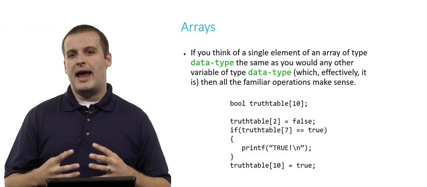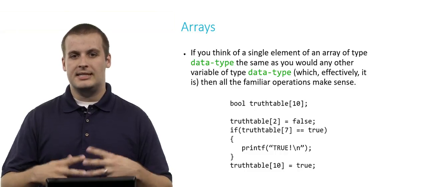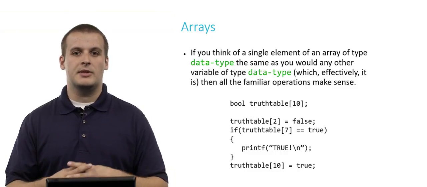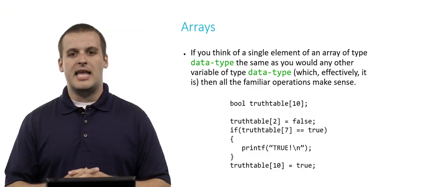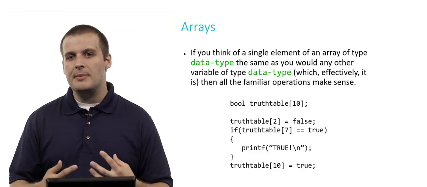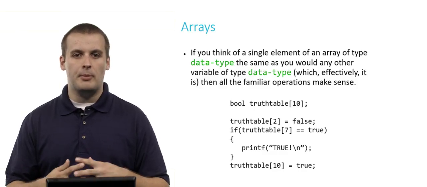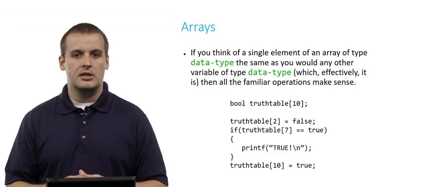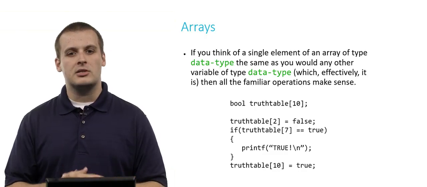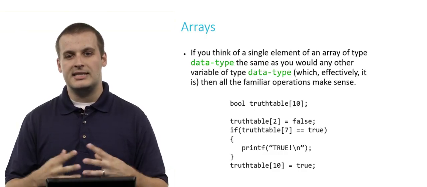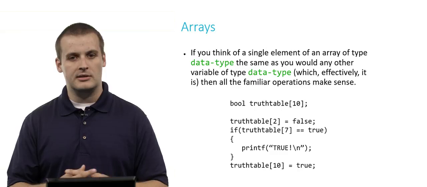If you think of every element of an array of type data type, so for example, a single element of an array of type int, the same way you would think of any other variable of type int, all the familiar operations that we discussed previously in the operations video will make sense. So here we could declare an array of booleans called truth table, which consists of room for 10 booleans.